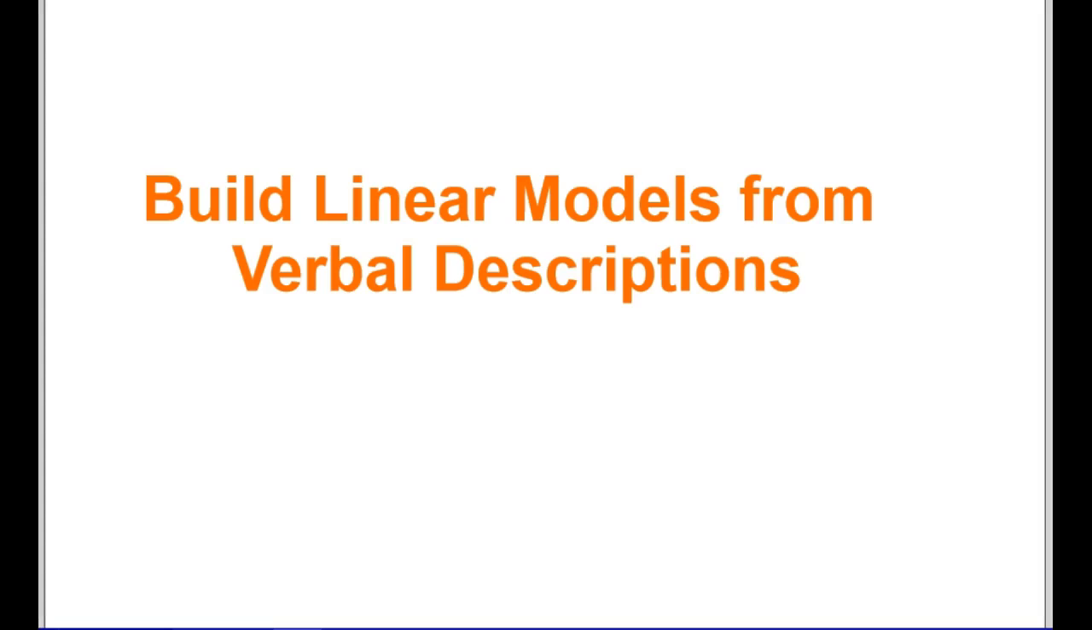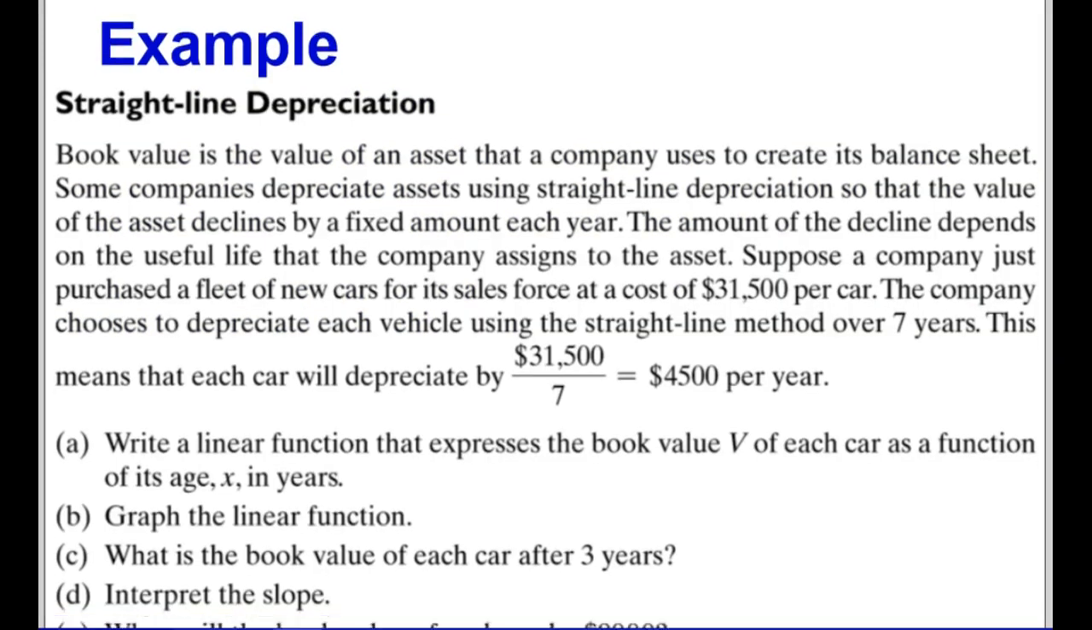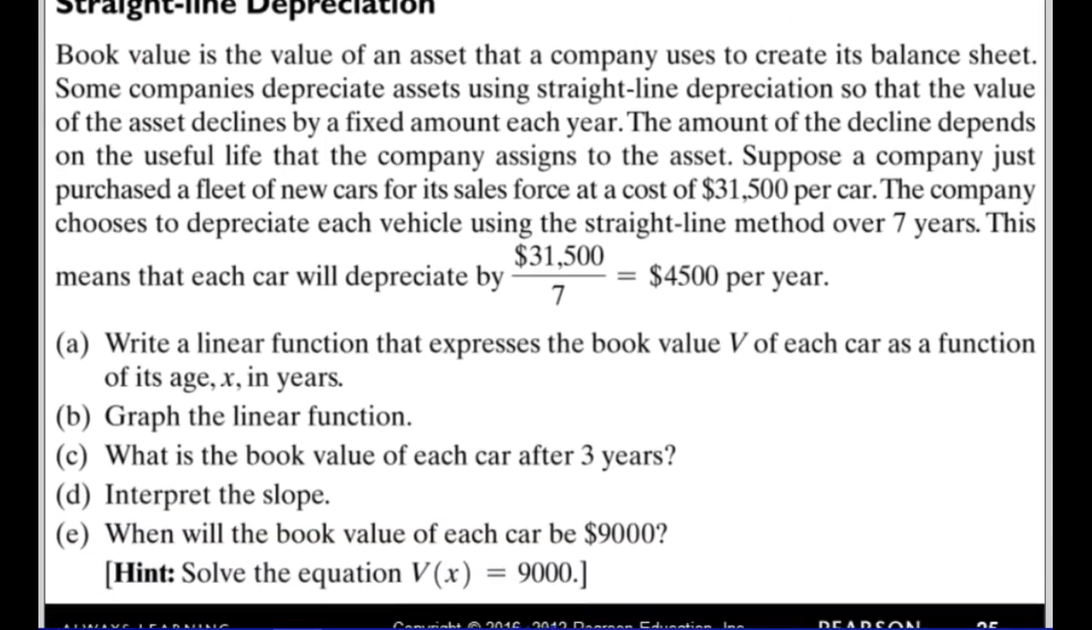So now we're going to take those word problems and those verbal descriptions and build some linear models. Okay, so again, we're going to live in y equals mx plus b, or this f of x, because we're really going to be dealing with functions. Okay, so book value is an asset that a company uses to create its balance sheet. Some companies depreciate assets using a straight line depreciation, so it decreases by a fixed amount each year. So the amount depends on the life that the company assigns to the asset. We'll see this in cars a lot.